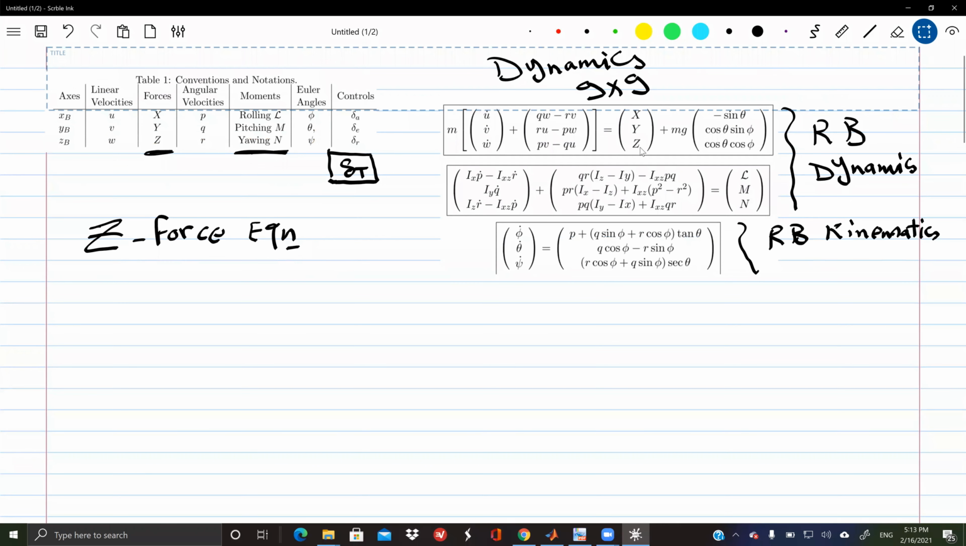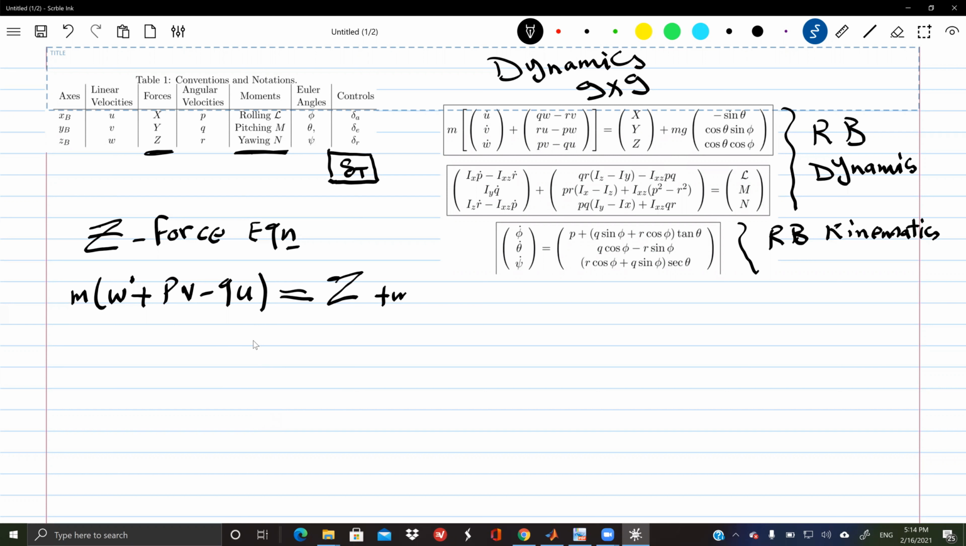Let's read the Z-force equation here. It's the last one in the translational version. So it's m(w dot plus pv minus qu). So this is mass times acceleration. The first term is pure acceleration, the conventional acceleration that everybody knows, just the rate of change of velocity. And then the second part is the centripetal acceleration. So this is equal to the force. There is aerodynamic force Z, and there is gravity, mg cosine theta cosine phi.